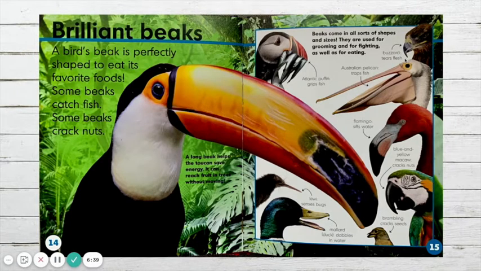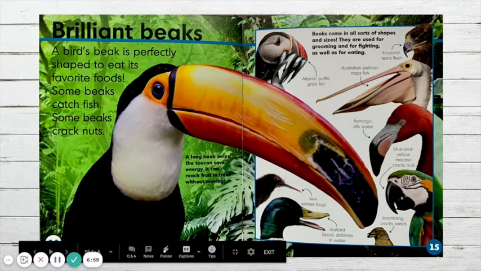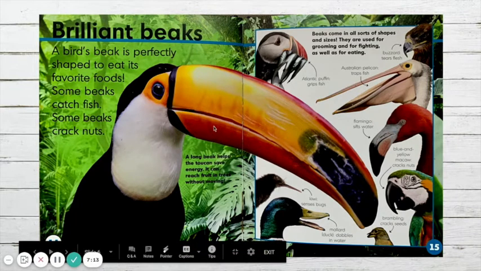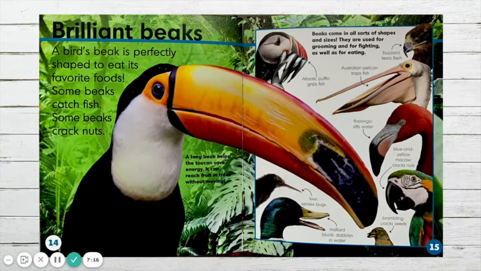Buzzard tears flesh. Australian pelican traps fish. Atlantic puffin grips fish. Flamingo sifts water. Blue and yellow macaw cracks nuts. Brambling cracks seeds. Mallard duck dabbles in water. Kiwi senses bugs. Oh, friends, these 2 pages were full of text features. Now, of course, we already talked about one of these text features. What is this one at the top called? Remind me.